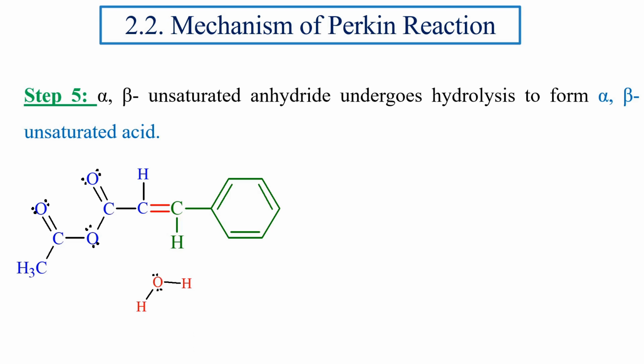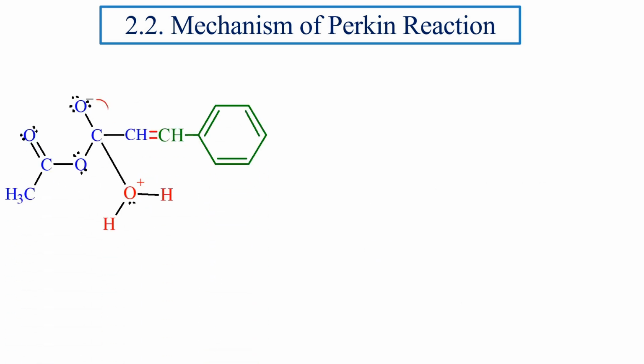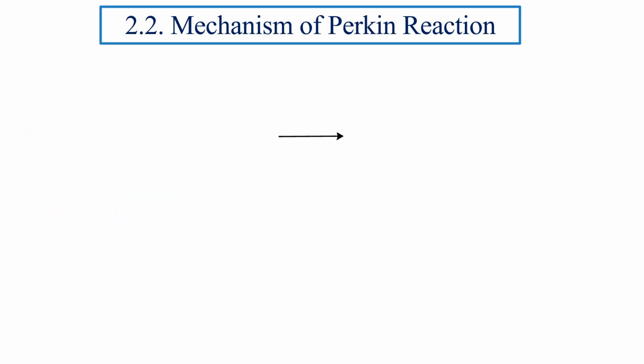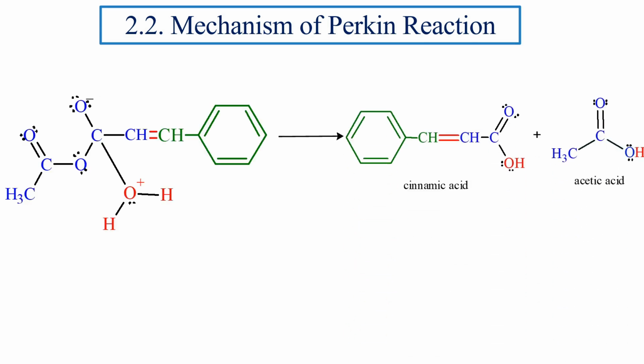When this alpha, beta unsaturated anhydride gets hydrolyzed, an unstable intermediate is formed. The electrons are moved like this, and acetate ion and H plus ions are removed quickly from the molecule to obtain alpha, beta unsaturated aromatic acid, which is nothing but cinnamic acid. This is how the Perkin reaction and its reaction mechanism occurs in aromatic aldehydes.